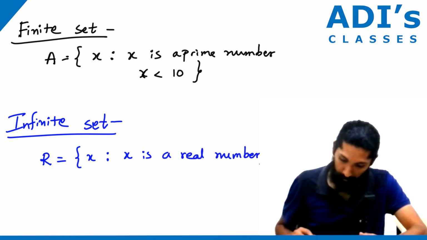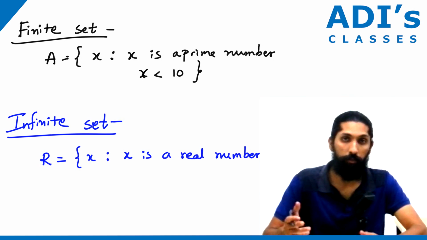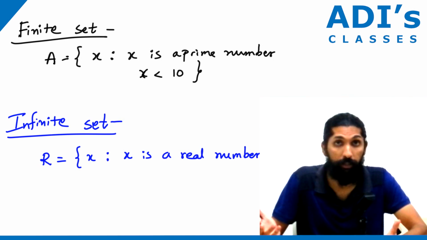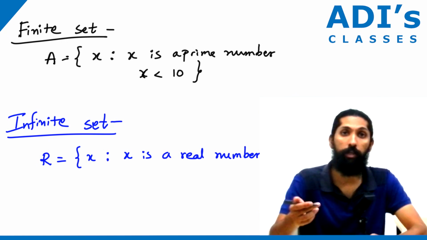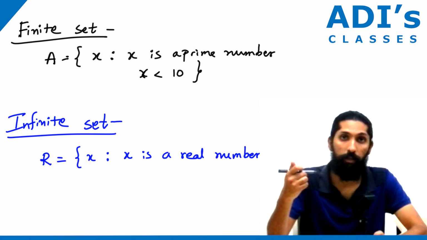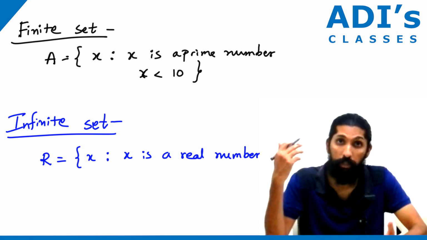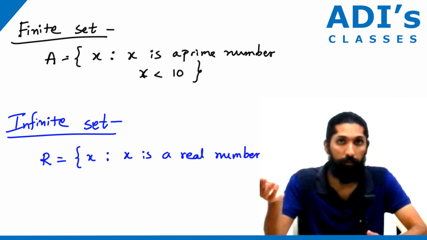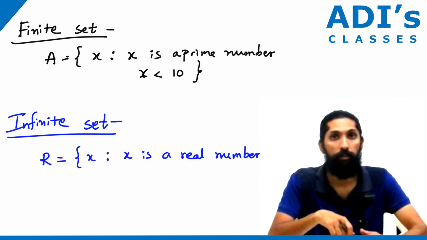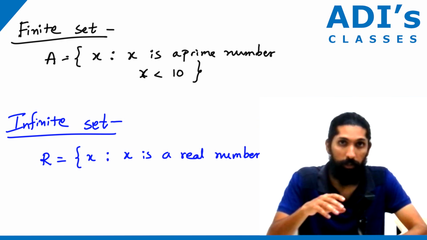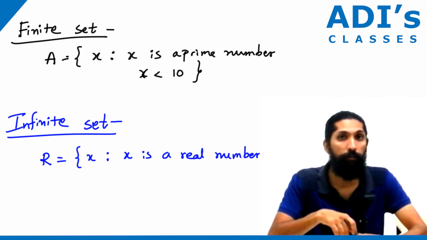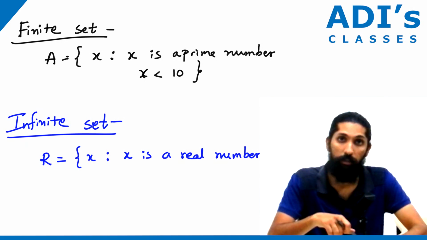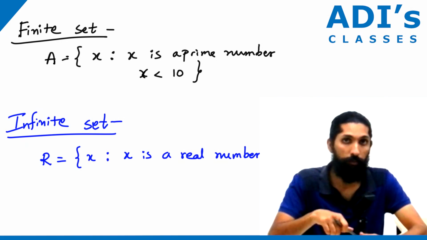X is a real number, or X belongs to R, you can write. See, the set of real numbers is infinite. Or you can also write the number of rational numbers within two given numbers. This is also an infinite set. Now, generally, whenever we write infinite sets, we do not write them in the roster form.